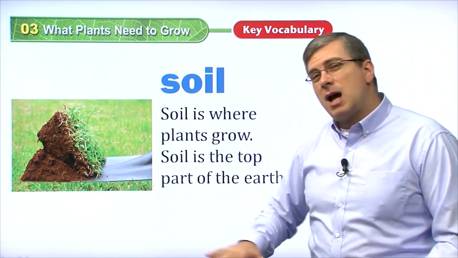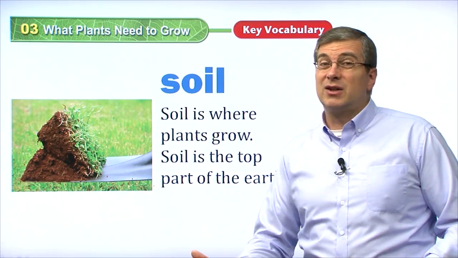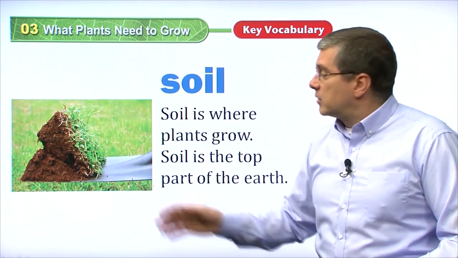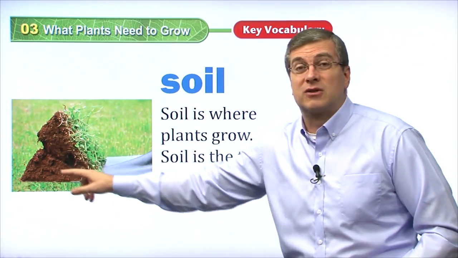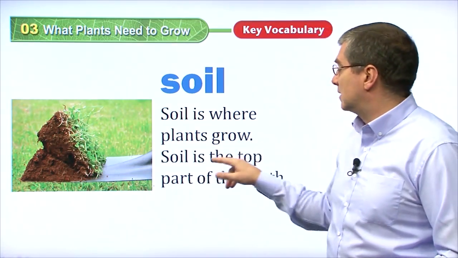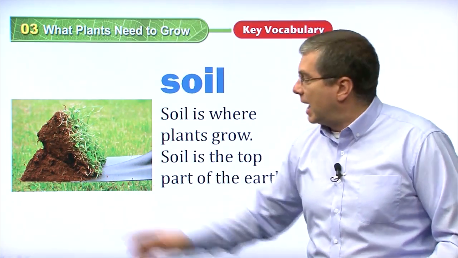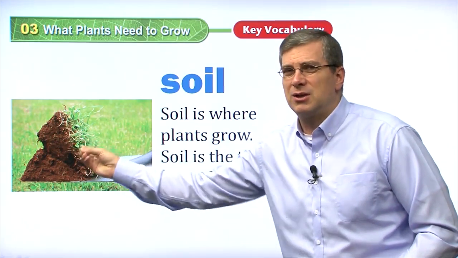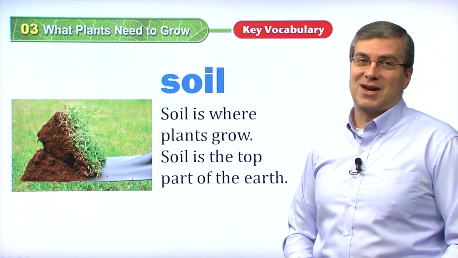But remember, not the entire earth is covered with soil. If you go to the desert, there's no soil in the desert. It's just sand. So in order for plants to grow, we have to find very good soil. We call it the top part of the earth. Sometimes people call it topsoil. And if it's very rich and dark brown and wet like this, that's really good soil for growing plants. Farmers really like that style.